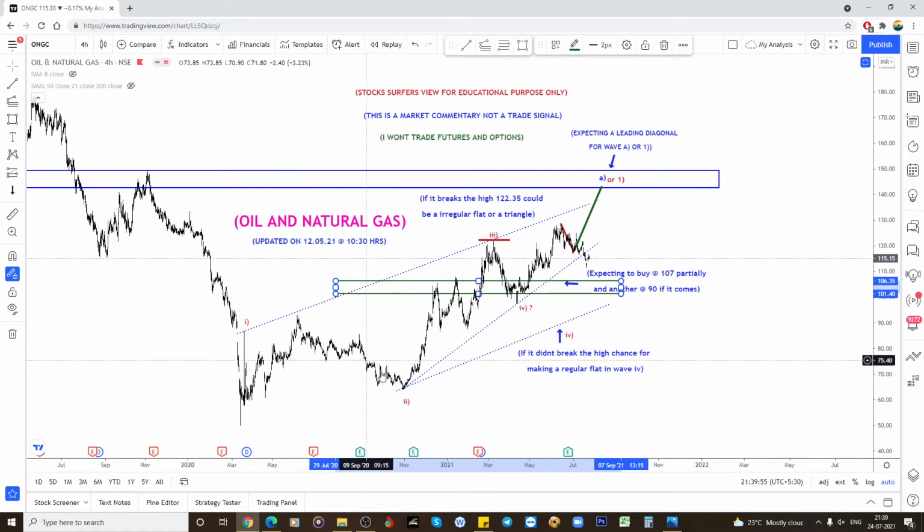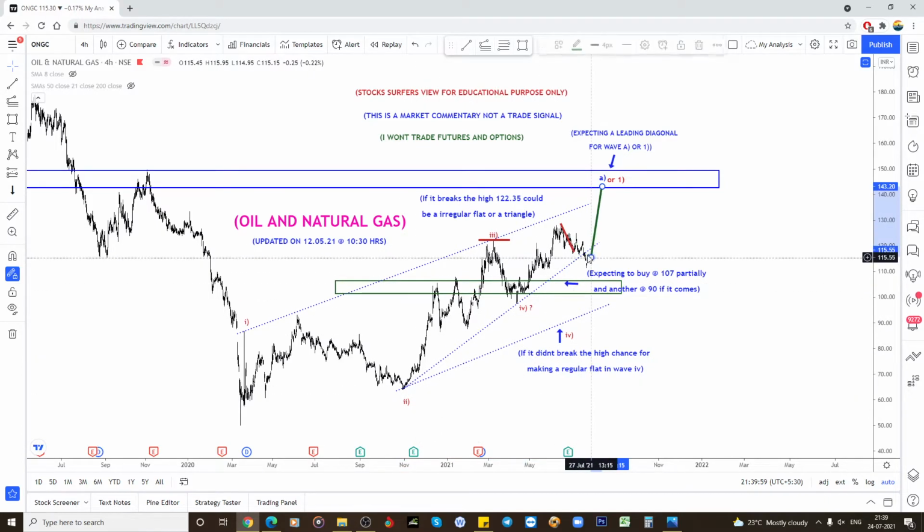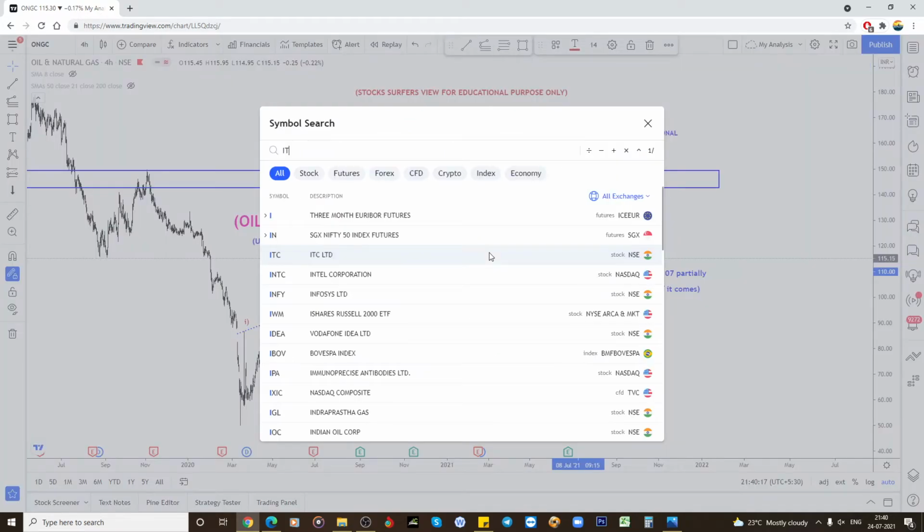So 1, 2, so 3, 4, and one more wave 5. This can happen because this ABC is a 1, ABC is a 2, ABC is a 3. So whether this is a 4, or this could be a 4, one more ABC is a 5. So that is also possible. And this ONGC, so ITC.